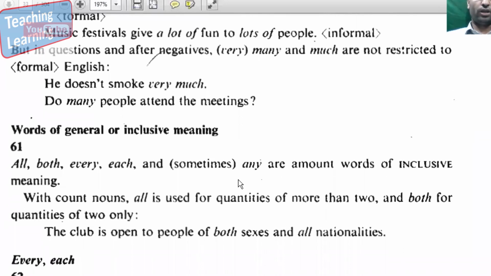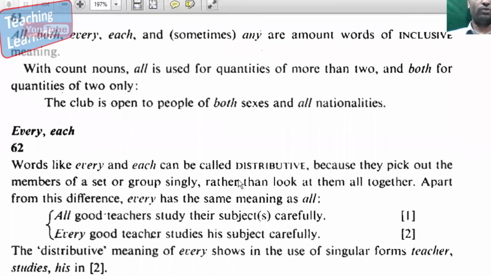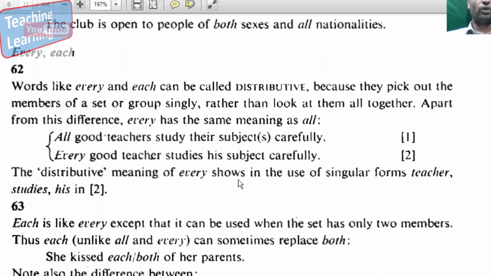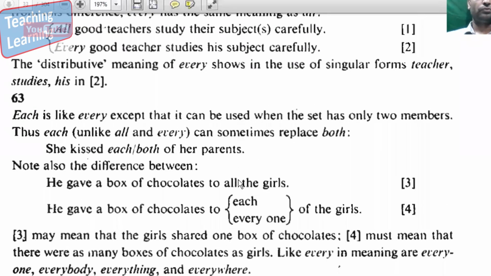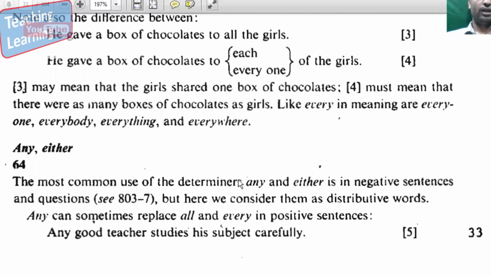Words of general or inclusive meaning. As we see, all and both are inclusive. Every and each are too. That way they are general. So here, all good teachers study their subjects carefully. Every good teacher studies their subject carefully. He gave a box of chocolates to all the girls. He gave a box of chocolates to each of the girls, or every one of the girls, any, either.